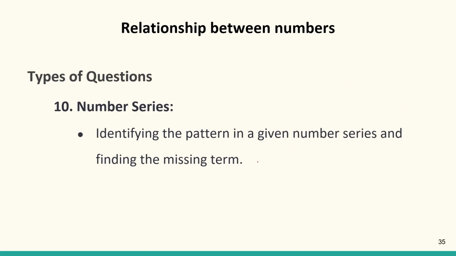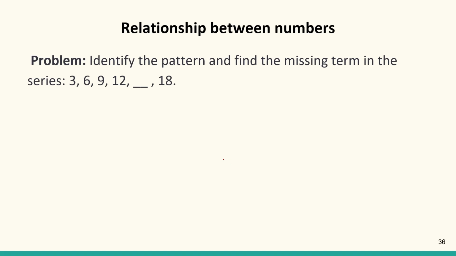So the 10th kind of question is on number series problem. Okay, identifying the pattern in a given number series and finding the missing term. Okay, missing term problem. So what we are asked here is identifying the pattern and find the missing term in the series. Okay, so we are given a series or sequence of numbers 3, 6, 9, 12, 18. Okay, so let's find out the relation among these first. So let's find out the pattern among this.